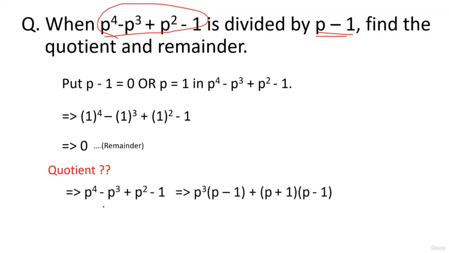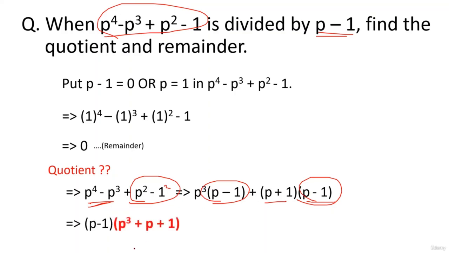Between the first two terms, you can take a p cube common, and the last two terms are basically a square minus b square, which can be written as a plus b into a minus b. Doing that, you can take p minus 1 common from both the terms, right? When you take p minus 1 common, what is left is p cube plus p plus 1, your quotient.